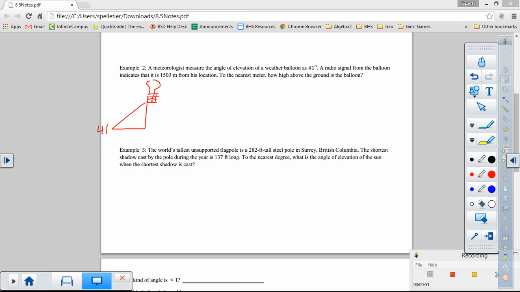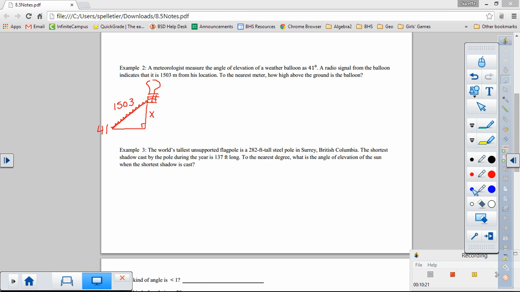And a radio signal from the balloon indicates that it is 1,503 meters from his location. So he's sending a radio signal. All right, it doesn't travel across the ground. It travels from him to the balloon. So this is the 1,503 meters. To the nearest meter, how high above the ground is the balloon? So this is the one we want to know now.